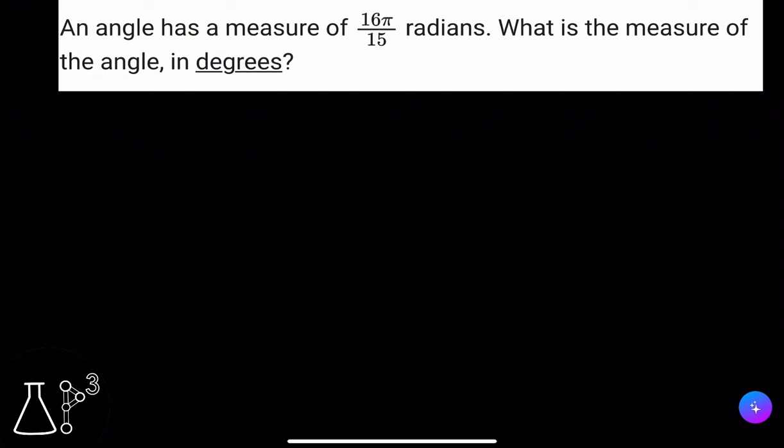So we would do 16 pi divided by 15. And now that we know our radians and degrees rules, because we're converting into degrees, what I would want to do is multiply by 180 degrees divided by pi. The pis cancel out, and I'm left with 16 times 180. I'm going to plug this into a calculator because it's going to give me a really big number. 16 times 180 equals 2,880 degrees.